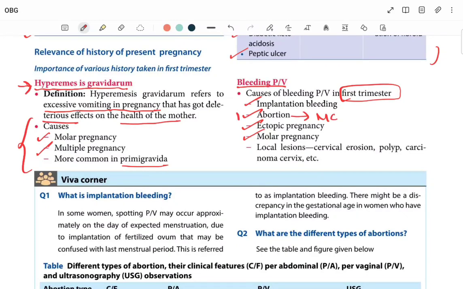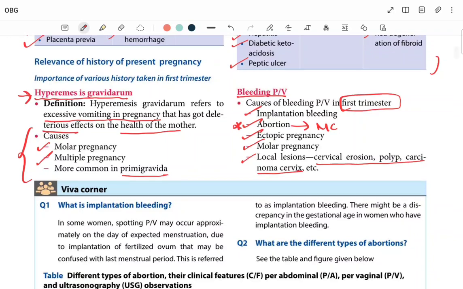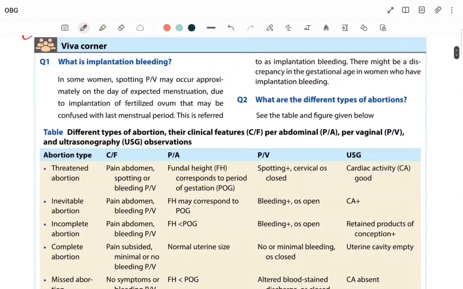This is a very important question. What is the most common cause of bleeding PV in the first trimester? It is abortion. And others are implantation bleeding, ectopic pregnancy, molar pregnancy, any local lesions like cervical erosion, polyp, carcinoma cervix. All these are causes for bleeding PV in the first trimester. So certain viva questions let us discuss.